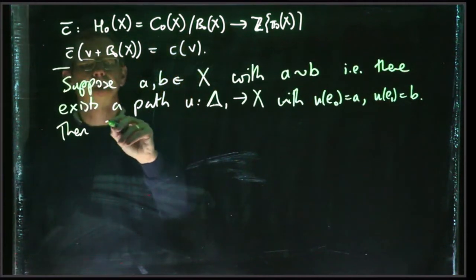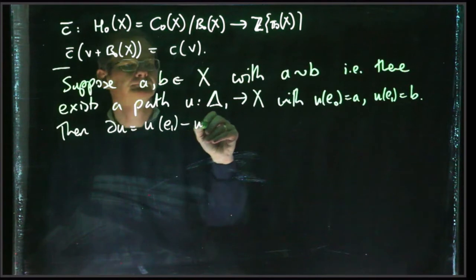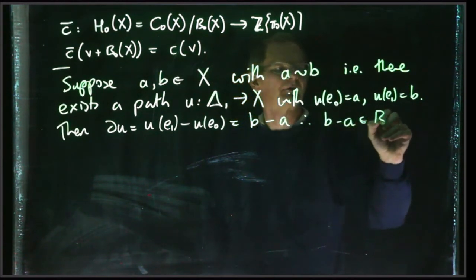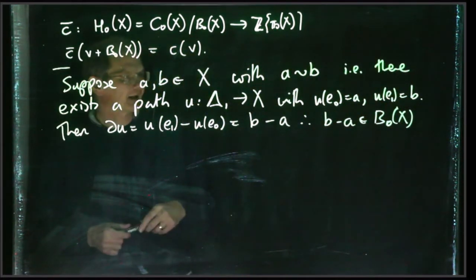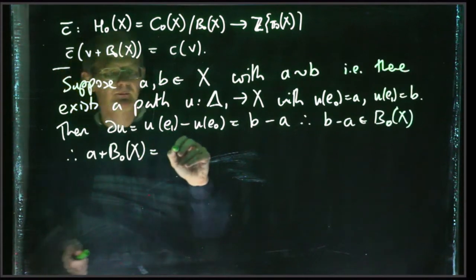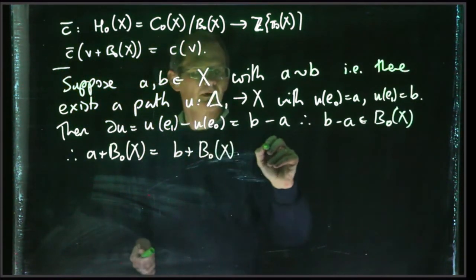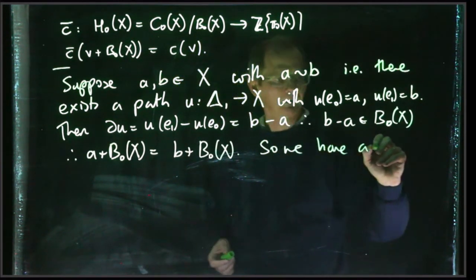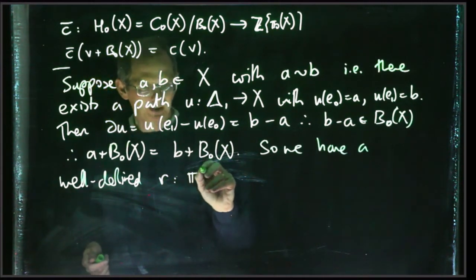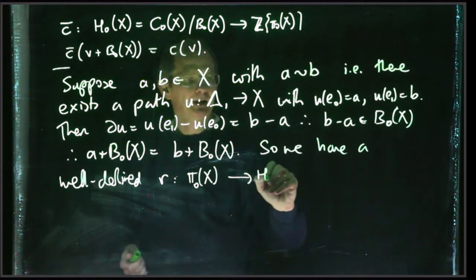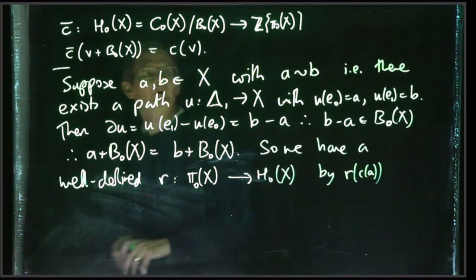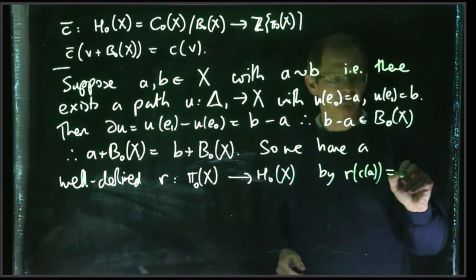Then that means that dU, so that's U of E1 minus U of E0, is B minus A. So B minus A lies in the subgroup B0 X. Therefore, the coset A plus B0 X is the same as B plus B0 X. So that means we have a well-defined map, let's call it R, from pi 0 X to H0 X. R of some path component C A is just going to be this coset A plus B0 X.